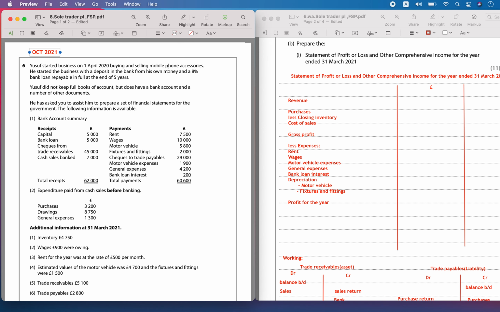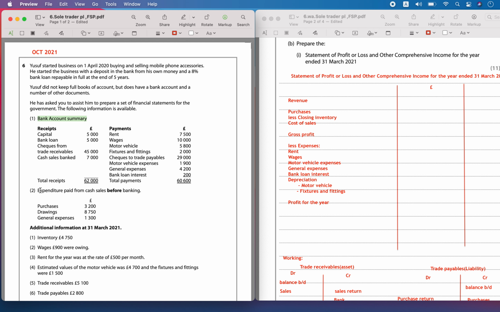So here Yusuf has started his business of buying and selling mobile phone accessories. He started the business with a deposit in the bank from his own money and an 8% bank loan payable in full at the end of 5 years. He did not keep full books of account, but he has a bank account and a number of other documents. He has asked you to assist him to prepare a set of financial statements for the government. The following is the information summary available.